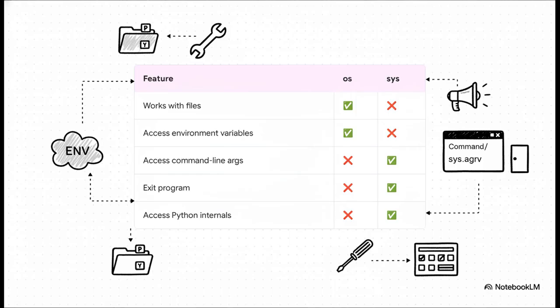So let's just recap this one more time. It's all about a clear division of labor. Anything to do with the file system, files, folders, paths, environment variables, that's a job for the OS module. But anything to do with the script itself, command line arguments, exiting the program, how the Python interpreter is behaving, that's all sys. Knowing which tool to grab for the job is what makes you a pro.